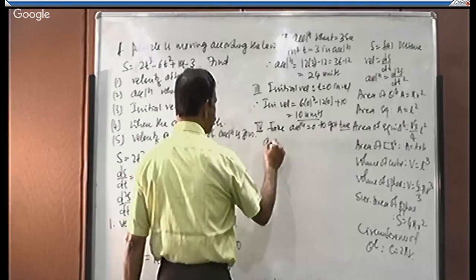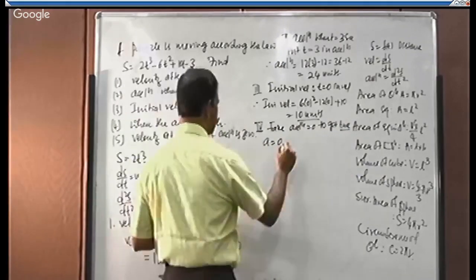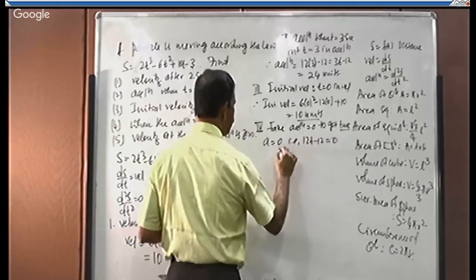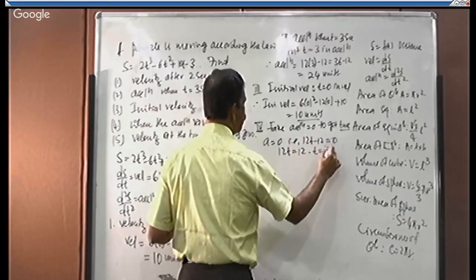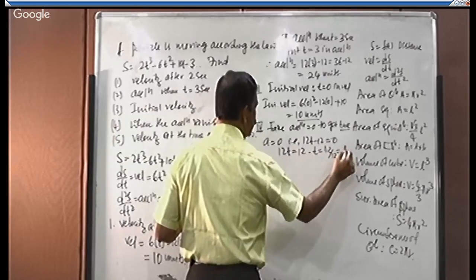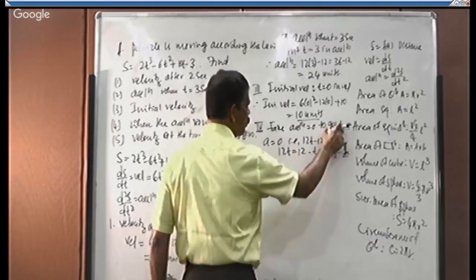So acceleration is 0. What is acceleration? 12t minus 12. That is, 12t minus 12 is equal to 0, or 12t is equal to 12. So t is equal to 12 by 12, which is equal to 1. So at this time, when t is equal to 1, the acceleration becomes 0.